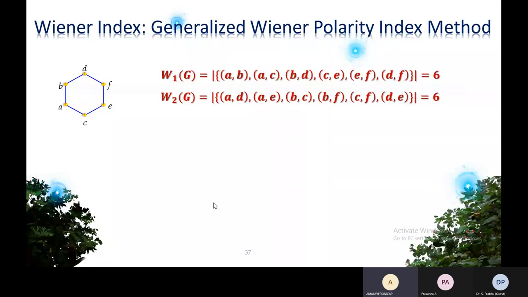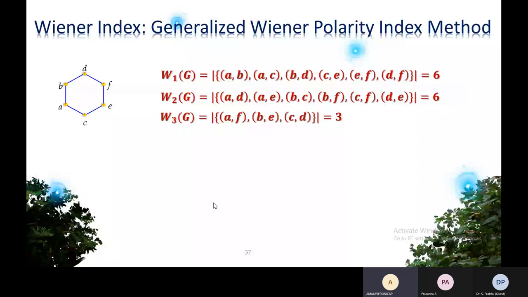So there are 6 pairs of vertices at distance 2, and then distance 3. How many distance-3 pairs? You have 3: AF, BE, and CD. So totally, how many choices will you have? There are 6 vertices. How many pairs of vertices will you have? 6 choose 2, which is 6 into 5 by 1 into 2. 6 into 5 is 30, 30 by 2 is 15. There are 15 pairs. I have taken all pairs into account: 6 plus 6 is 12, plus 3 is 15.